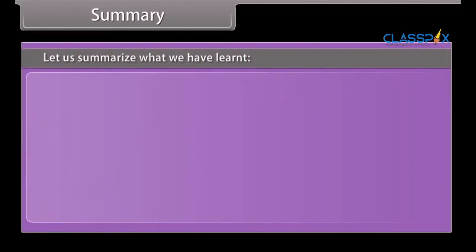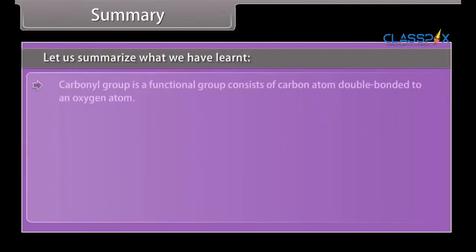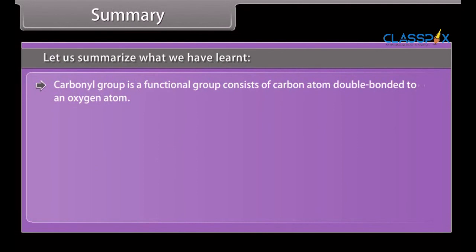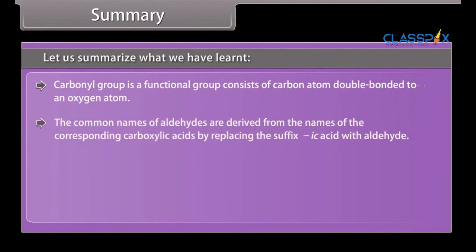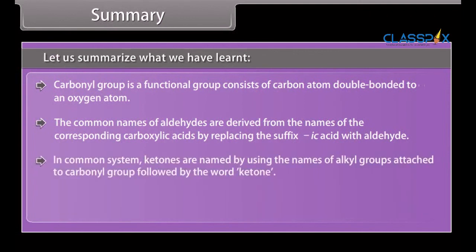Summary. Let us summarize what we have learned. Carbonyl group is a functional group consisting of a carbon atom double bonded to an oxygen atom. The common names of aldehydes are derived from the names of the corresponding carboxylic acids by replacing the suffix -ic acid with aldehyde. In common system, ketones are named by using the names of alkyl groups attached to the carbonyl group followed by the word ketone.